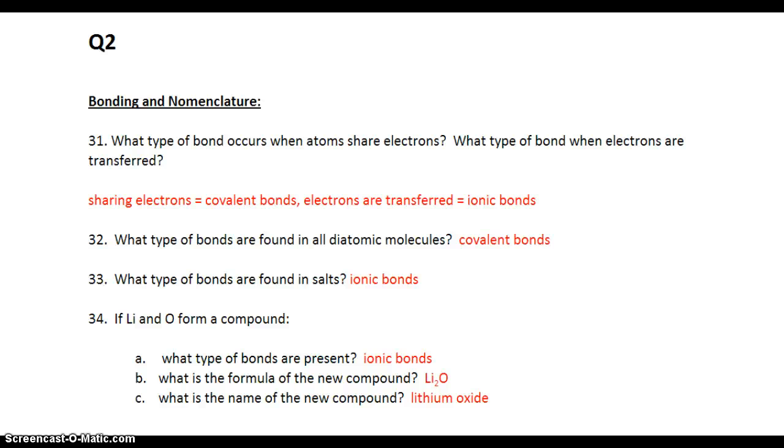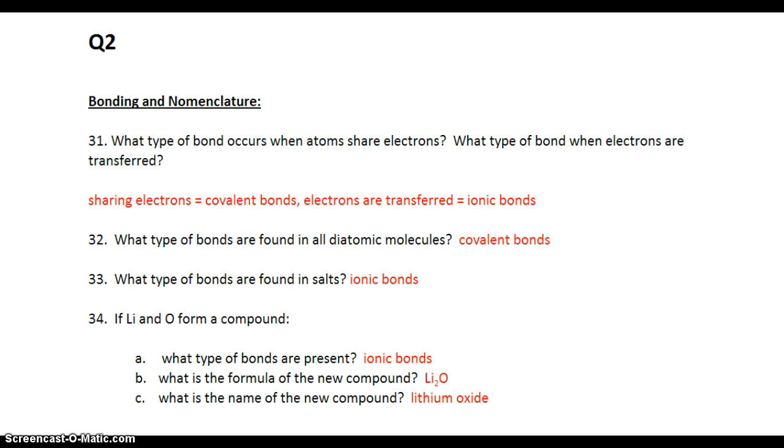We start the second quarter with the section on bonding and nomenclature. This section is covered in chapters 6 and 15, which includes ionic bonds and compounds, and chapter 16, which includes covalent bonds. Those are our two basic types of bonding.